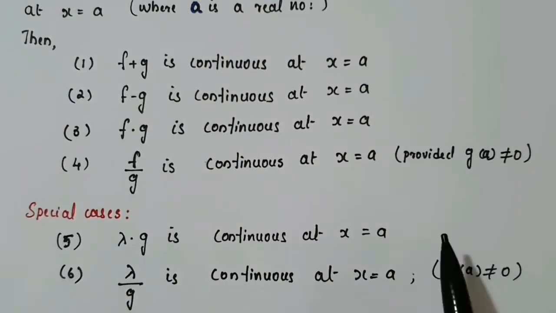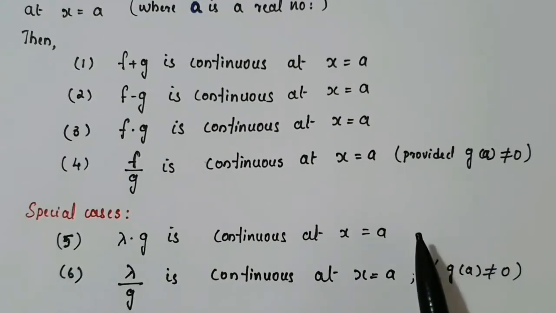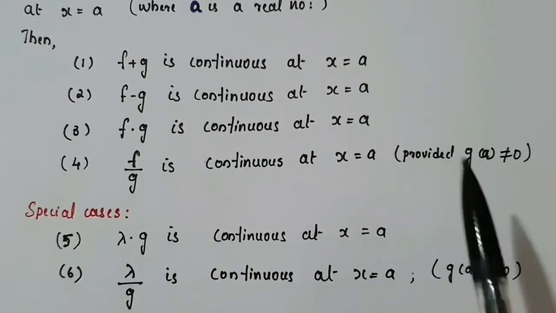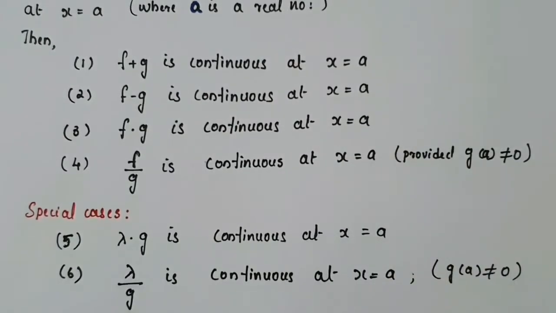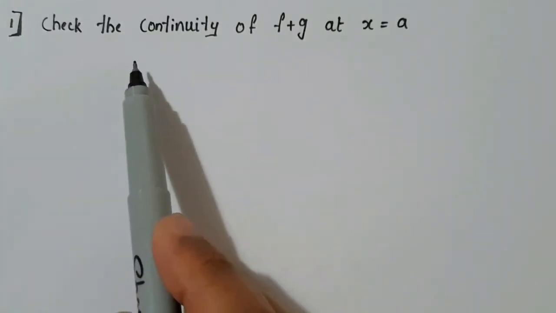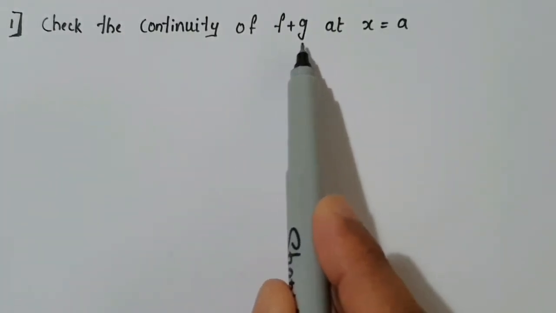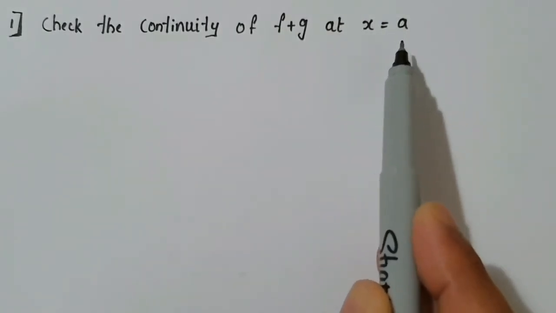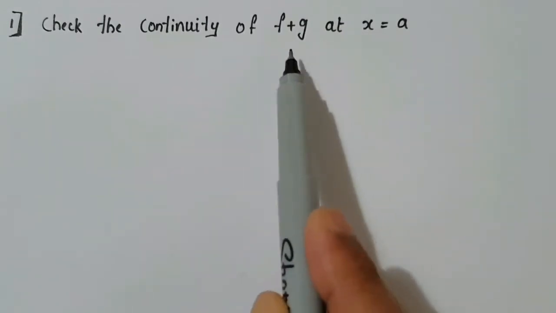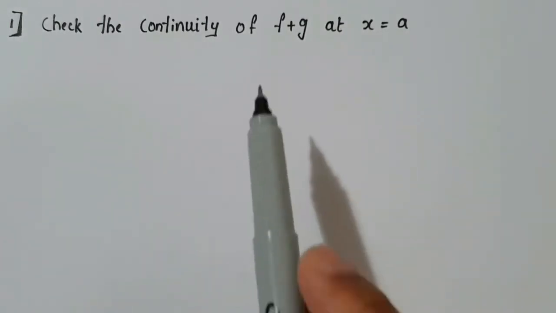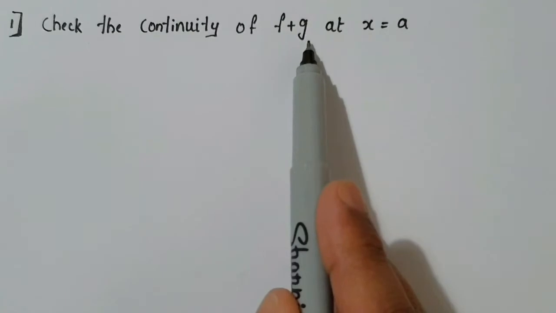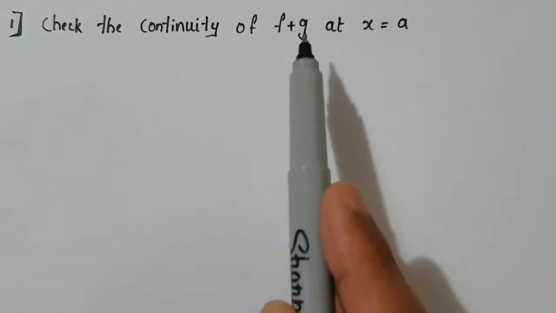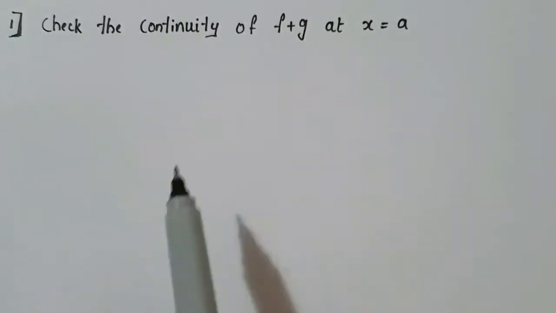So, this is our first theorem, and this theorem is very helpful to check whether certain functions are continuous or not. Now, we are going to check the continuity of the following functions. First, we are checking the continuity of the sum of two continuous functions at x equal to a. We know for a function to be continuous at a point, there are certain conditions to be satisfied. Since f of x and g of x both are continuous functions, they already satisfy the conditions of continuity.